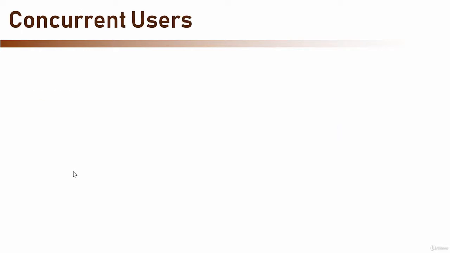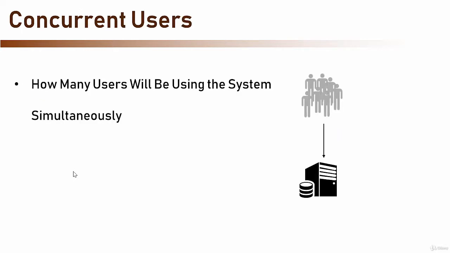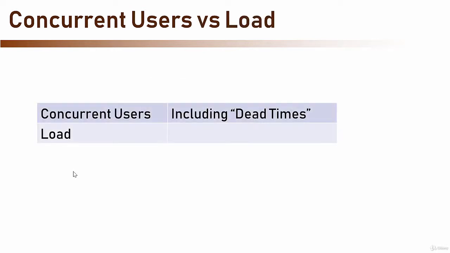Next is concurrent users. This requirement defines how many users will be using the system simultaneously. This requirement is quite similar to the load requirement, which also defines how many requests should be handled by the system simultaneously, but with one big difference. The concurrent users requirement describes how many users will be using the system, not how many users will be performing requests. This distinction is important.